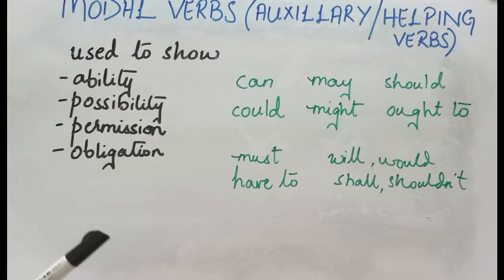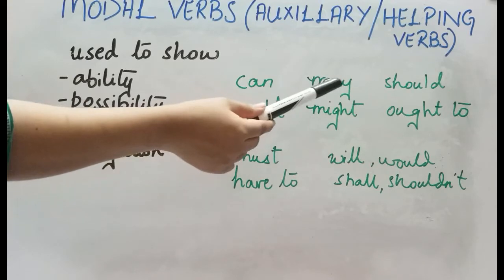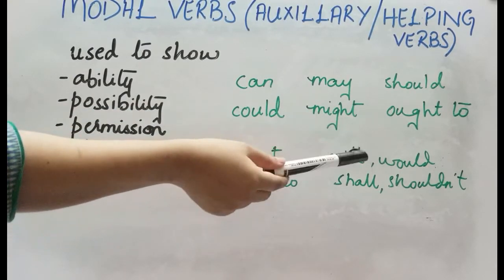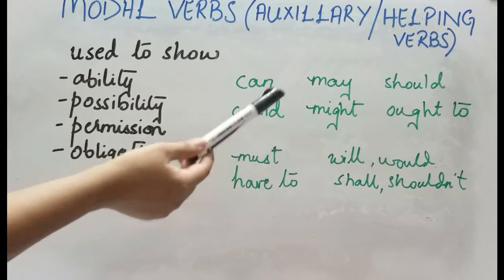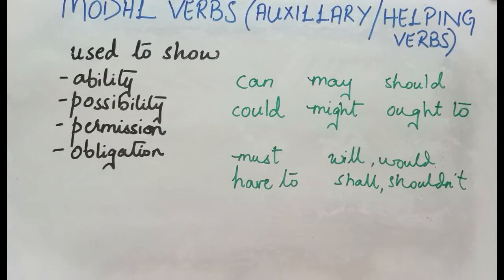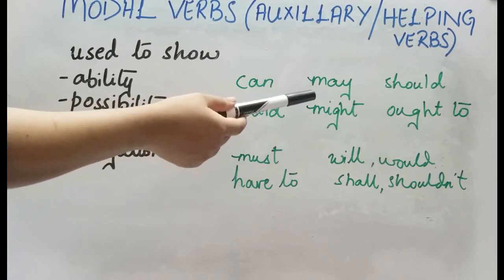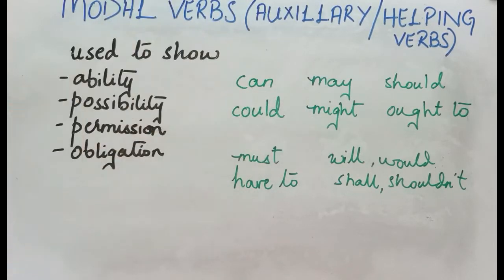Modal verbs are these: can, could, may, might, should, got to, ought to, must, have to, will or would, shall or should. So these are some of the modal verbs. Now there are rules for when you are going to use these. Many people get confused over when to use can, when to use may, when to use should or shall, or when to use must or ought to or will. So let's discuss them in detail today.